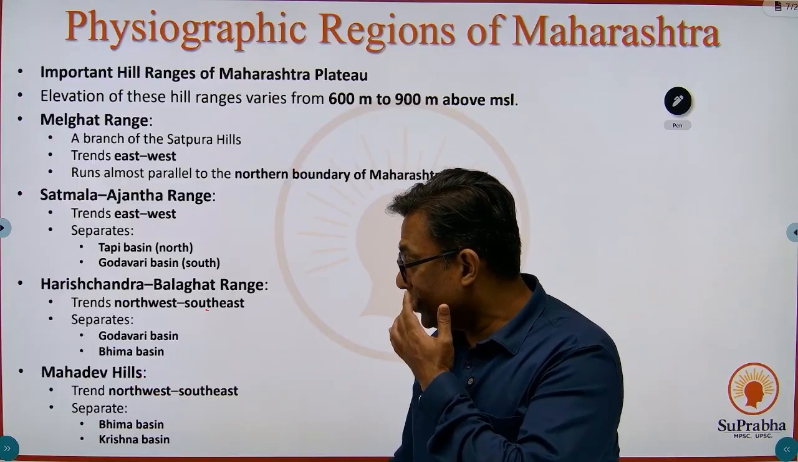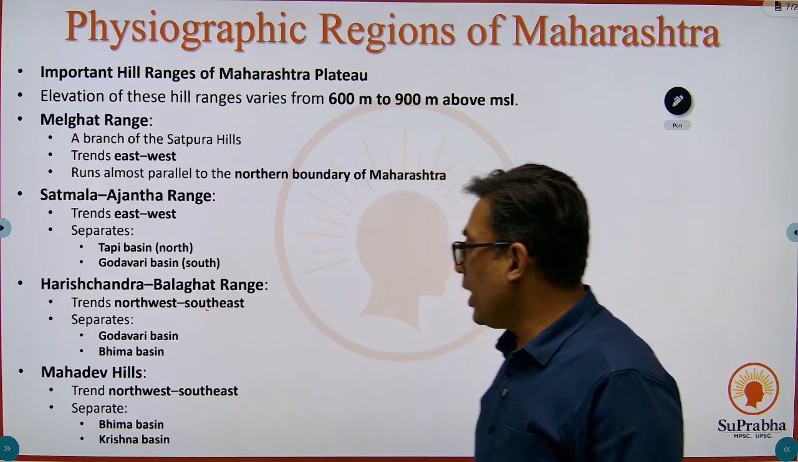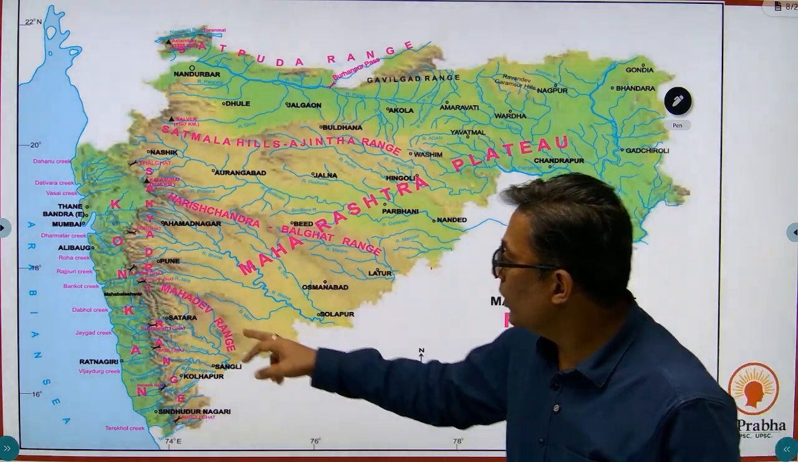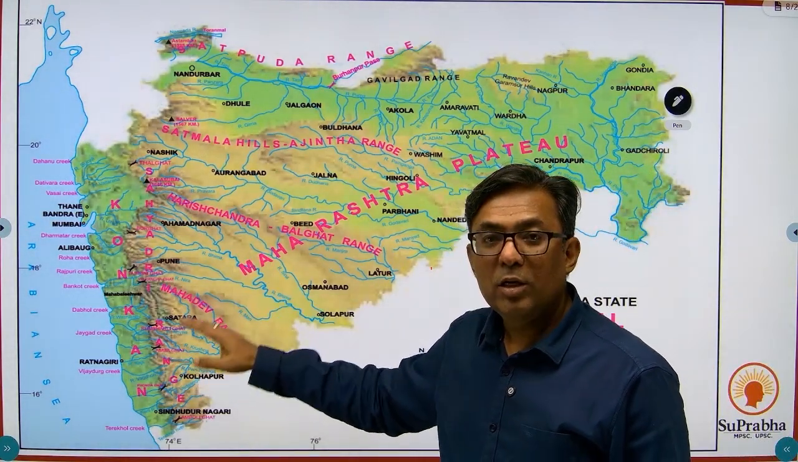Then you have the Mahadev Hills trending northwest to southeast, the same way, and they separate the Bhima and the Krishna basin. Over here you have the Mahadev Hills. Okay, they are separating the Bhima and the Krishna basin.